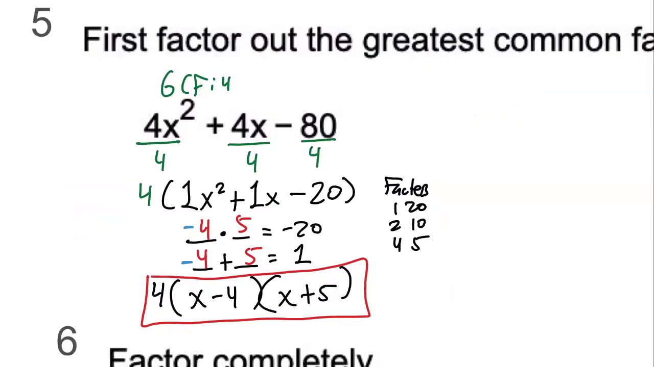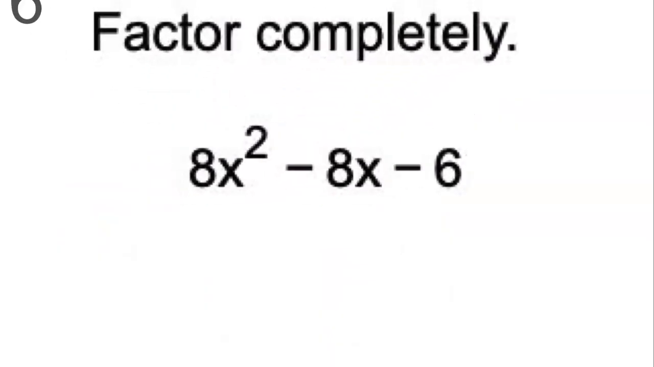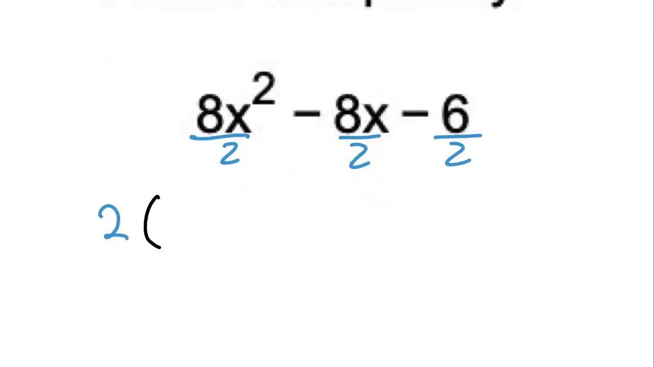All right, does everyone get number 5? Okay, number 6. 8x squared minus 8x minus 6. What's the biggest number that 8, -8, and -6 can be divided by? 2. So my GCF for this problem is just 2. There's no x's: this one has x squared, this one has x, this has none. So I cannot factor out any x's. So it's just 2.